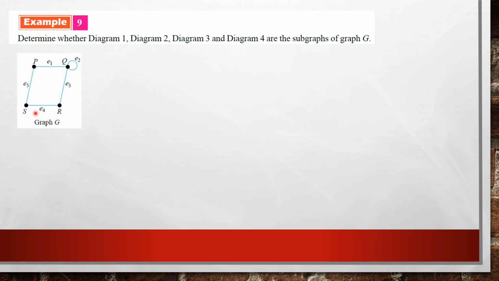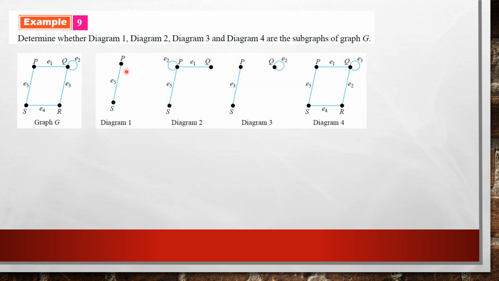So this is graph G. You have vertices P, Q, R, S with E1, loop, E2, E3, E4 and E5. So we look at diagram 1.